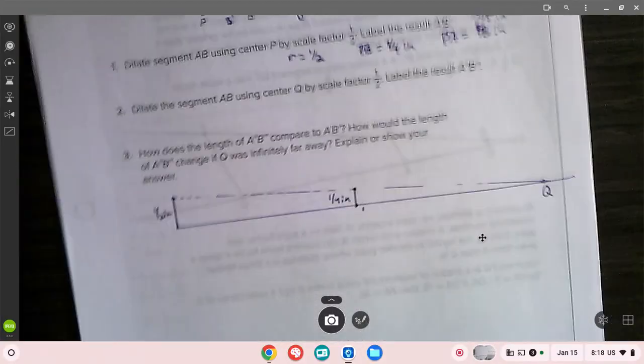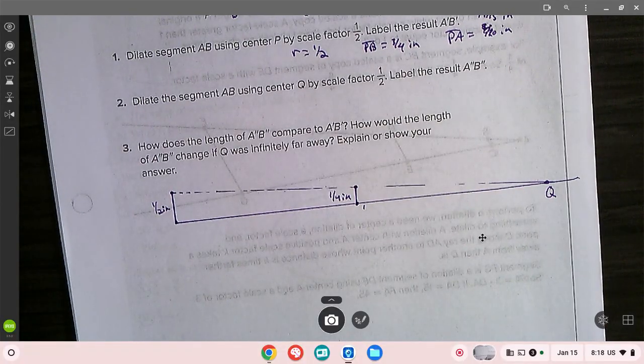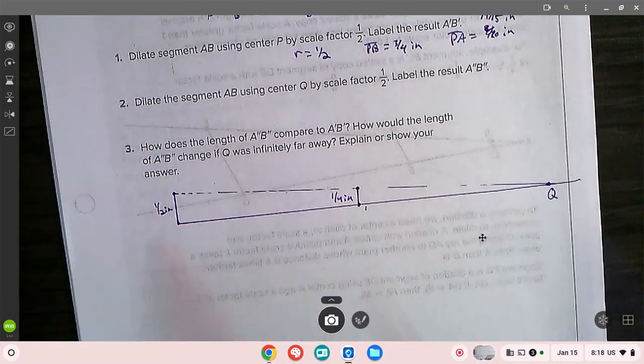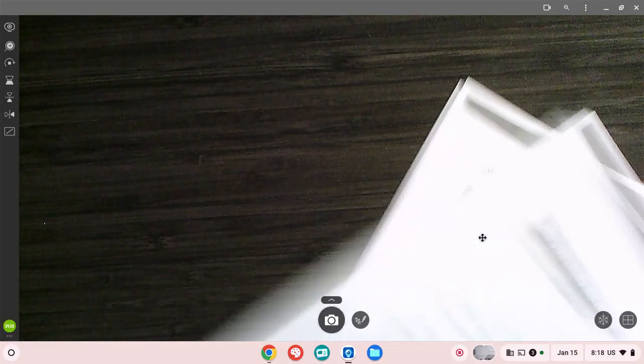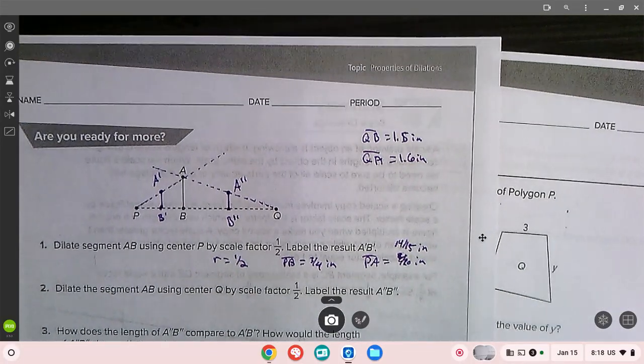Alrighty. So we see that no matter how far away it goes, it's going to have the same property where it's going to be the scale factor times the distance. Okay, so from 1/2 to 1/4. Awesome. So good thing to know, right? No matter how far we are from our center, if our scale factor is the same, we're going to have the same distances no matter how far away we are.